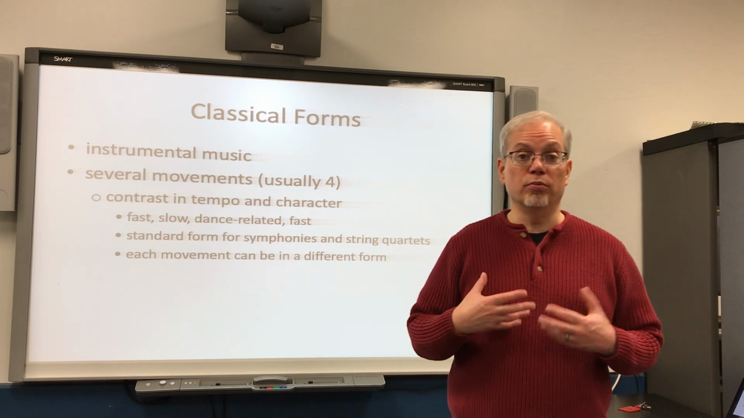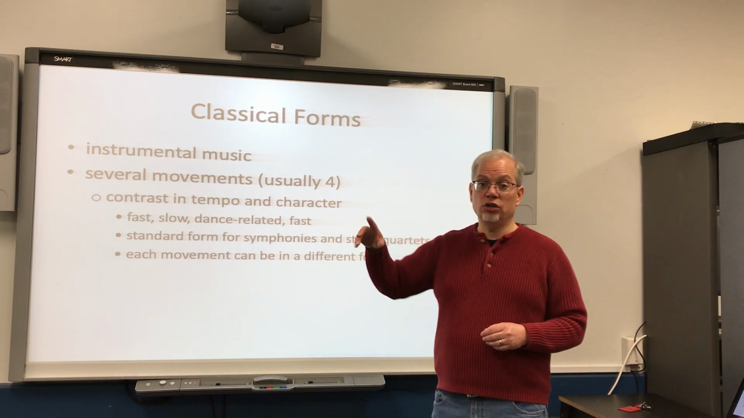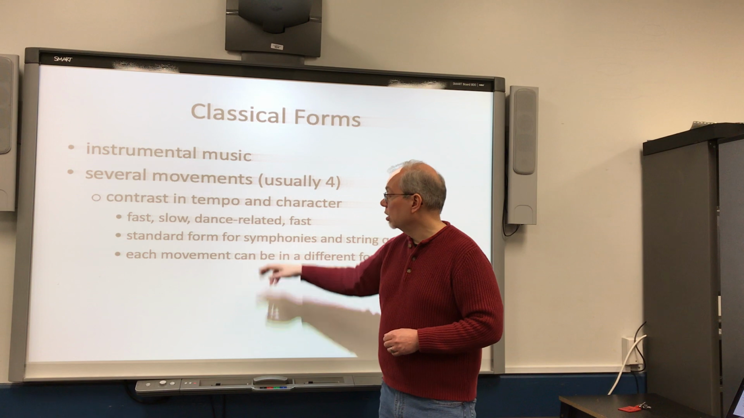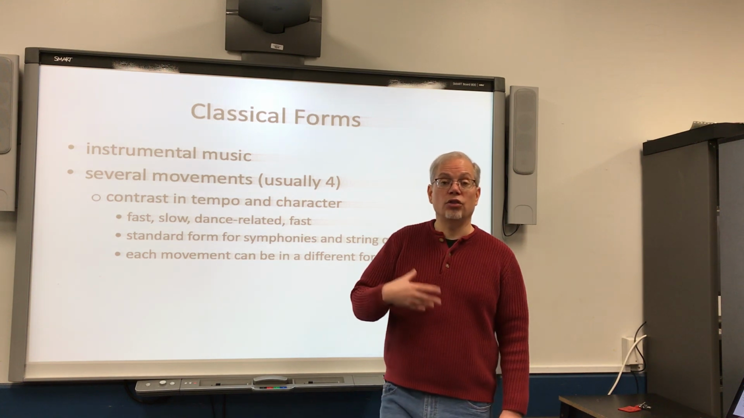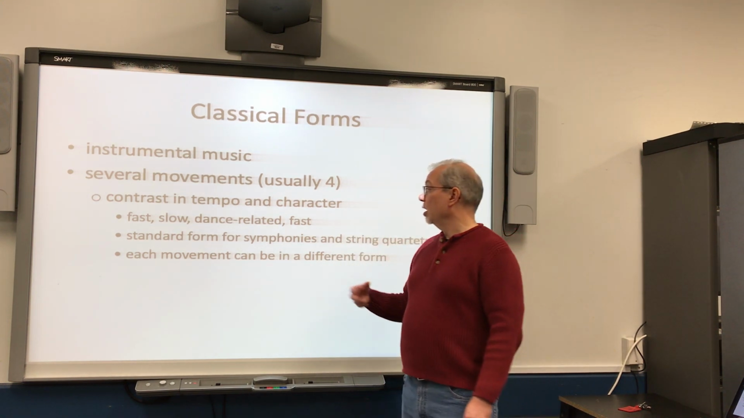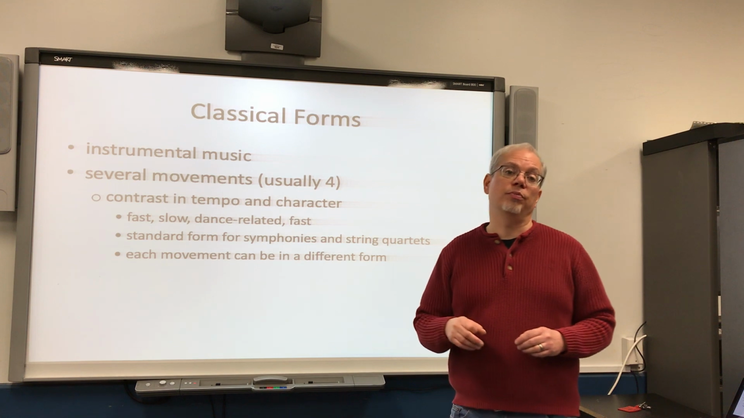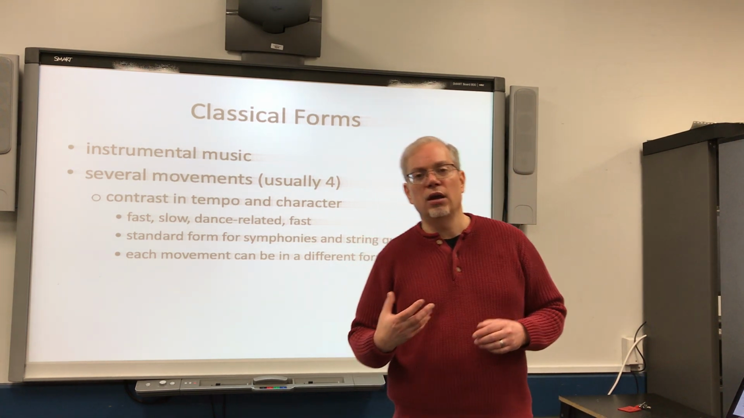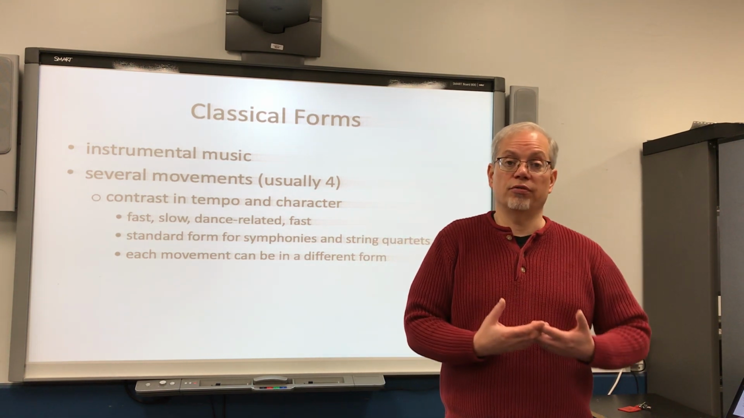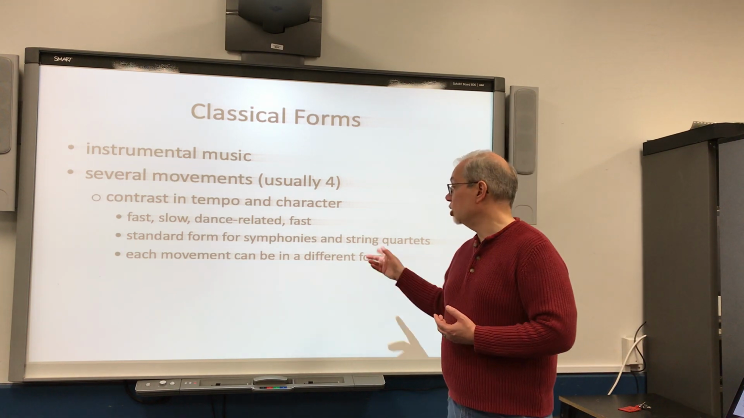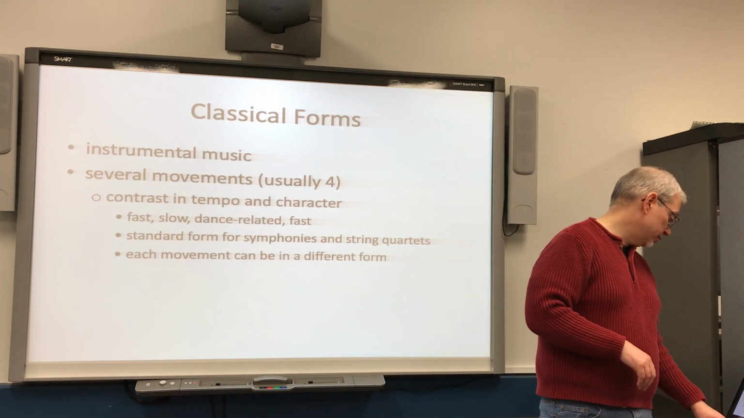Most compositions were in multiple movements, with 4 being the most standard number of movements, so 4 different standalone chapters, each one with an ending. And these movements would all contrast each other. For example, the first movement is frequently fast, and then the second movement is frequently slow, and then the third movement is kind of like a dance movement, usually in a triple meter, and then the fourth movement would be fast again. This became the standard format for the symphony and for string quartets. The symphony is certainly something that all composers have aspired to write since then, and it's one of the most attempted genres of music. Same with the string quartet. Each movement can be in a different structure. Now, what are these structures? Well, we'll get to that in just a moment.